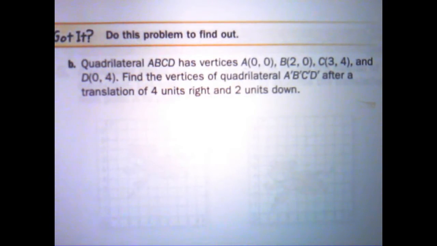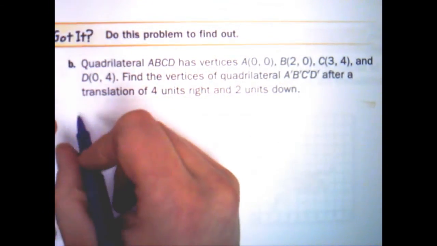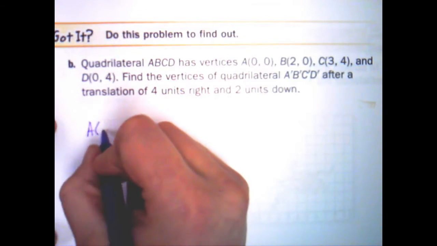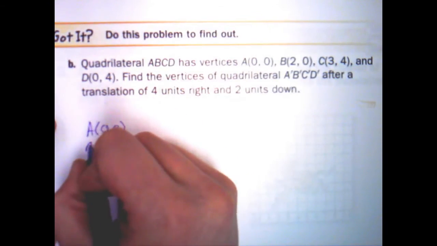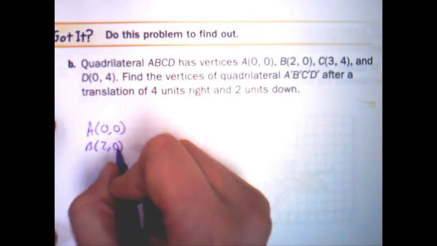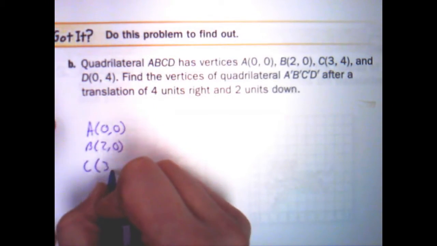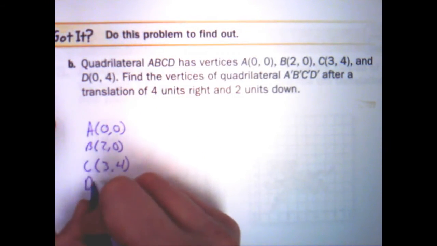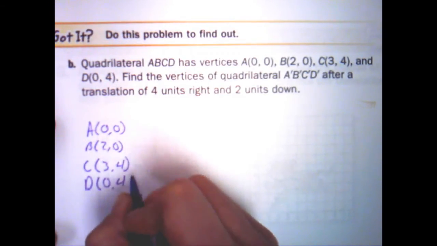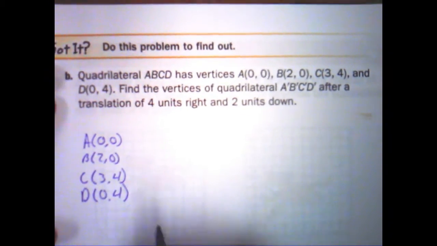Okay, we should be back from trying B on our own. So let's go through it. Start by listing our vertices. A, B, C, D. And now our translation at the top.